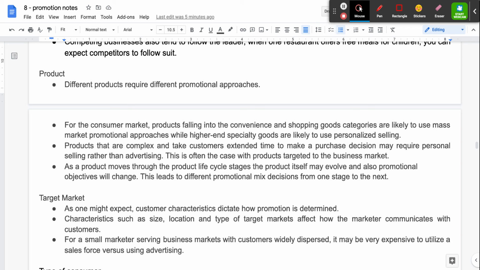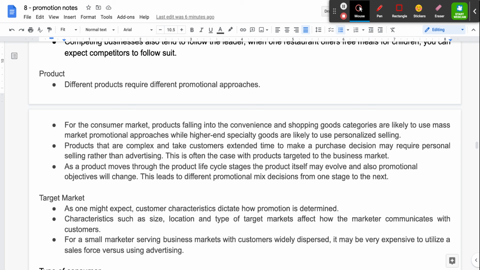Products falling into the convenience and shopping goods categories are likely to use mass market promotional approaches, and higher end specialty goods are likely to use personalized selling. Again, those higher end, we want that connection. We want someone to talk to us about our product. We want that face to face. Part of that is our expectation when we're buying something that's special or a high end good.